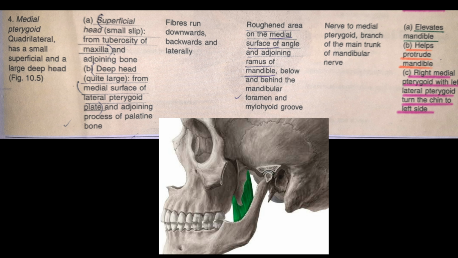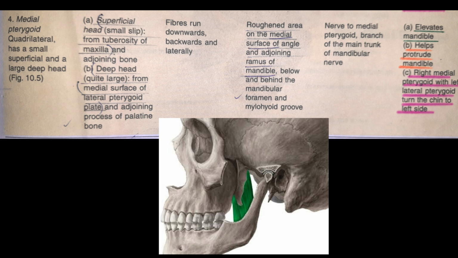The medial pterygoid muscle gets inserted into the roughened area on the medial surface of the angle and adjoining ramus of the mandible, below and behind the mandibular foramen and mylohyoid groove. The fibers run downwards, backwards and laterally. The medial pterygoid muscle is supplied by the nerve to the medial pterygoid, which is a branch of the main trunk of the mandibular nerve.